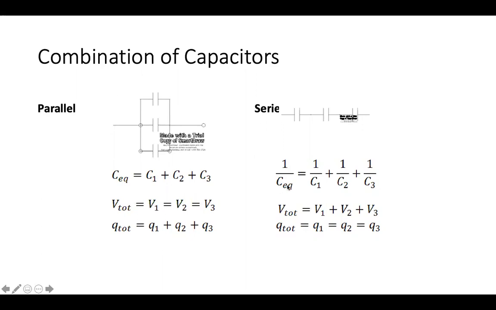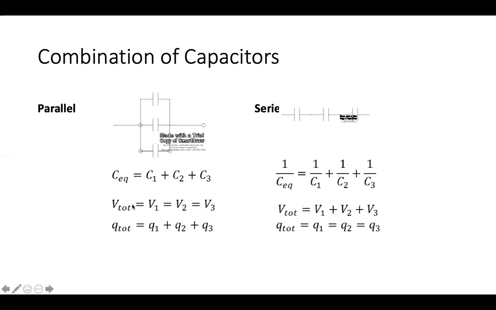1 over the C equivalent, that's the total capacitance, is 1 over C1 plus 1 over C2 plus 1 over C3. So if we have three 1-farad capacitors, here's 1 plus 1 plus 1 is 3. So 1 over C total is 3. The total capacitance becomes 1 over 3, 0.33. That's smaller than each of the 1 farad capacitance. So this is for capacitors.